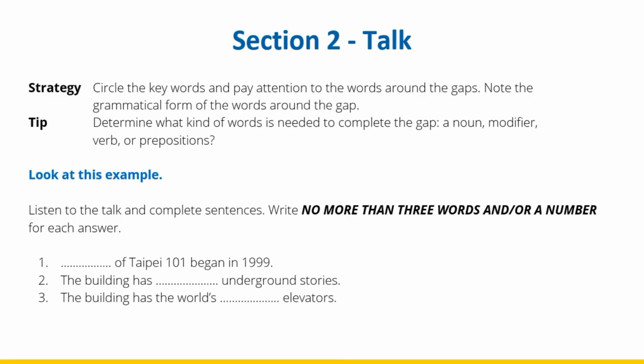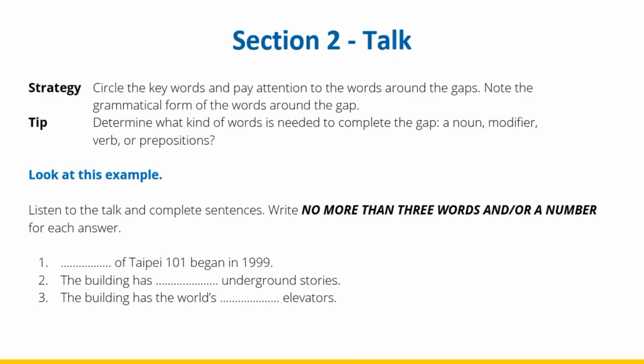In the IELTS exam you are asked to listen to the talk and complete sentences. Write no more than 3 words and/or a number for each answer. The most important part here is to read carefully how many words you are allowed to write down, because sometimes they ask you to write only 1 word, so you need to be very careful. As you see, we have 3 different sentences. In number 1, you have a gap, followed by 'of Taipei 101 began in 1999.'